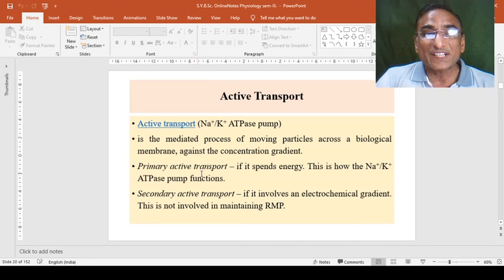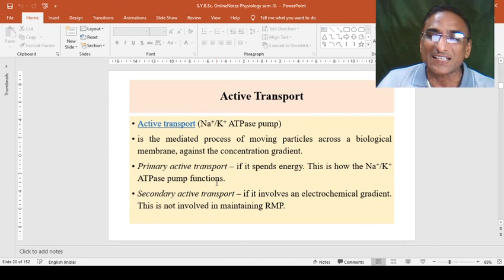The primary active transport is carried out in the membrane if it spends energy. This ATP is the energy rich compound, and this is the energy received from ATP to the sodium and potassium, or ultimately we can say to the membrane. This is how the sodium potassium ATPase pump functions.